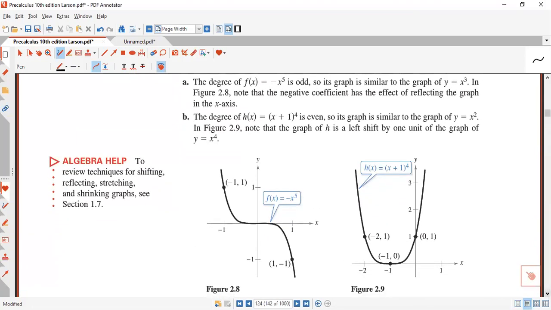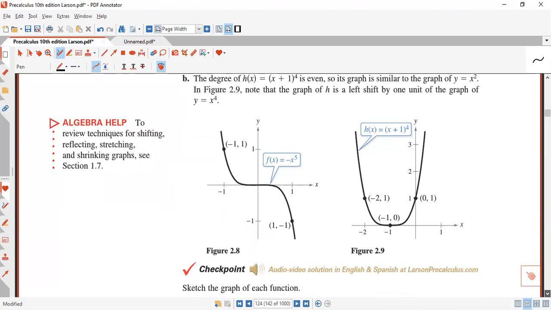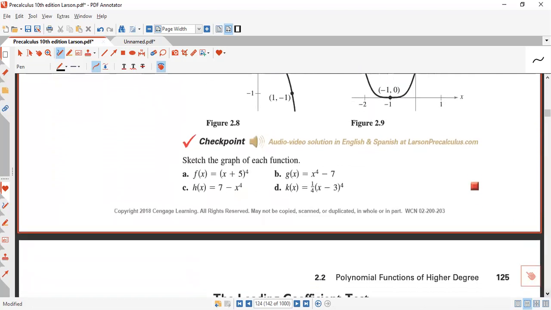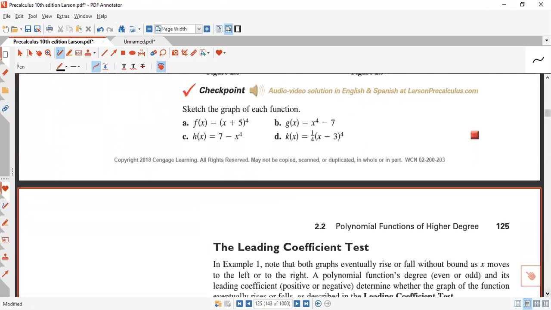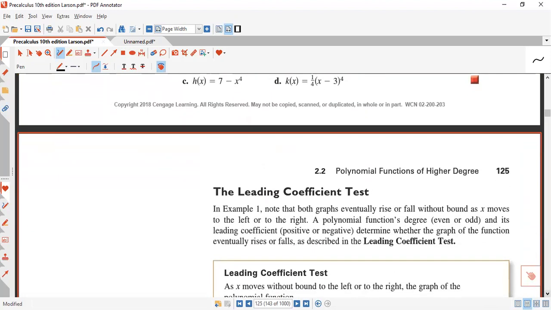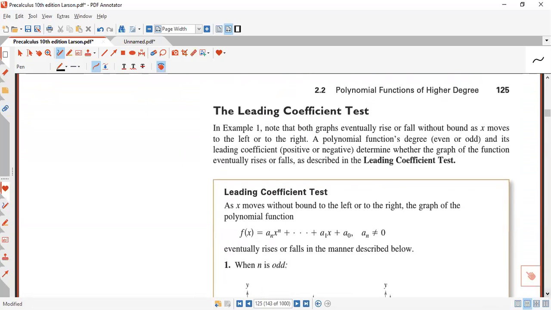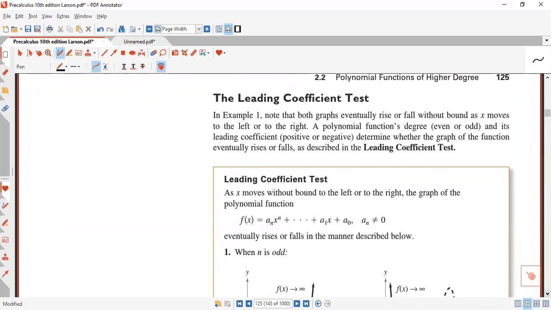So again, we have the same kind of examples. You may read them on your own, but the main point is I want to show you some properties of these power functions. Before the properties, we have a leading coefficient test that you already know from quadratic functions, but this time we are generalizing. We have a generalized leading coefficient test for any function. So this test is known as the leading coefficient test.